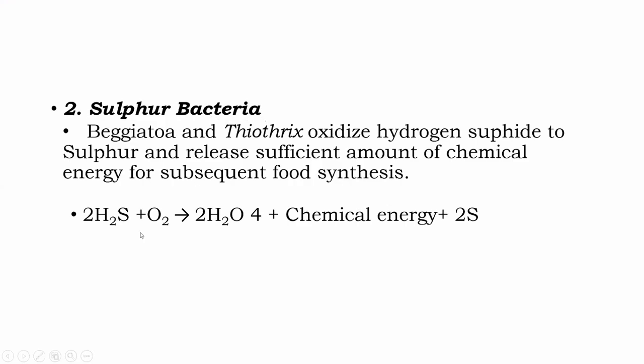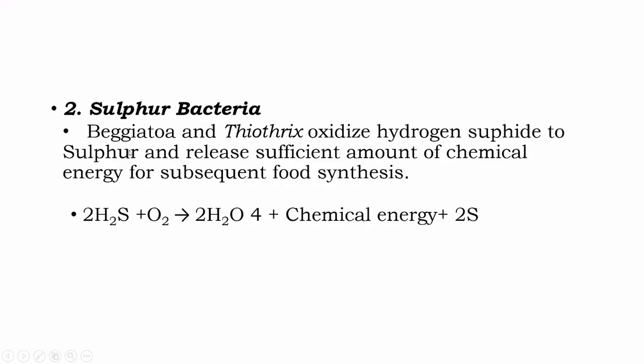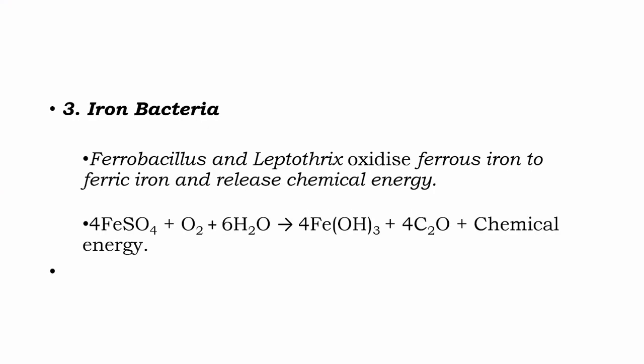Sulfur bacteria. Here the sulfur, H2S, is oxidized and then chemical energy is formed for food synthesis. Then iron bacteria. Here the ferrous ion is converted to ferric ion and releases chemical energy. Ferrobacillus and Biggiatoa are these bacteria. So these three bacteria are producing chemical energy for the production of food.